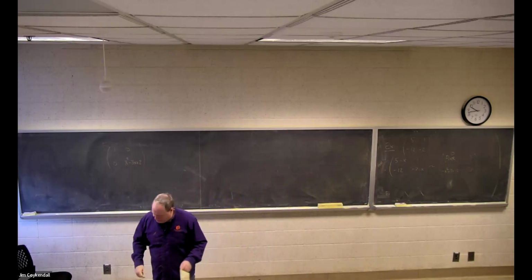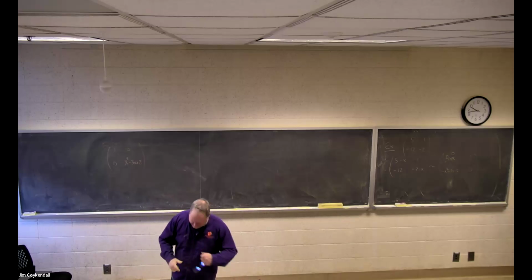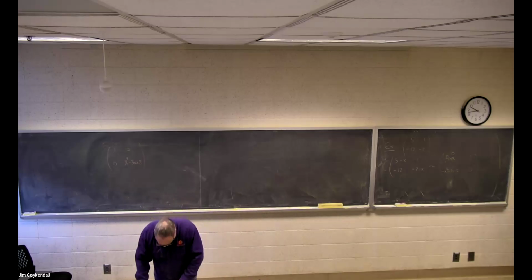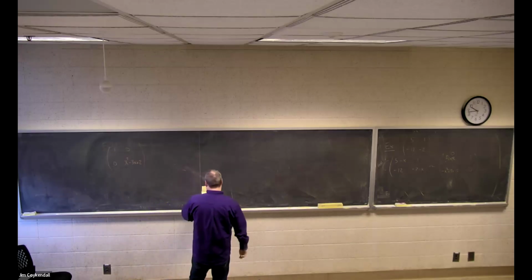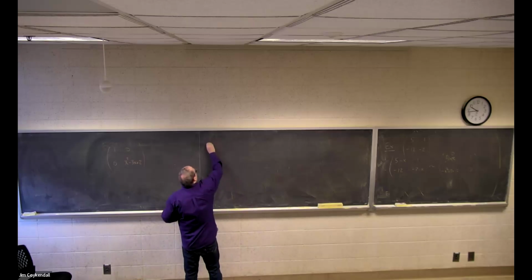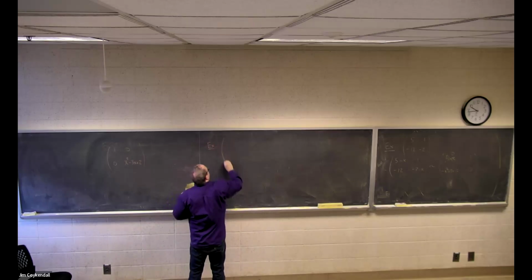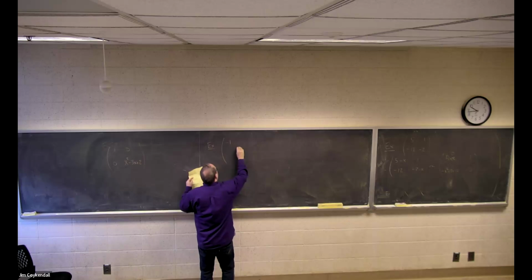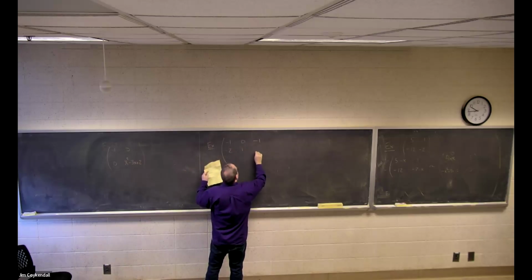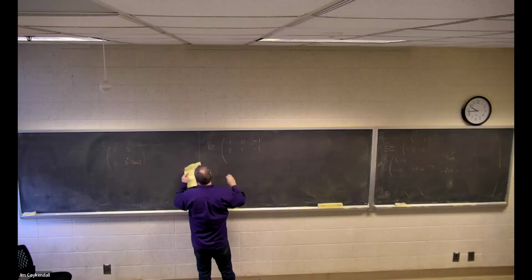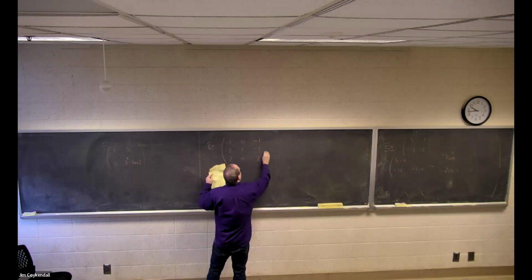Let's do another one or two of these. All right, how about this one? Let's look at the matrix: minus 1, 0, minus 1, minus 2, 1, minus 1, 2, 0, 2.